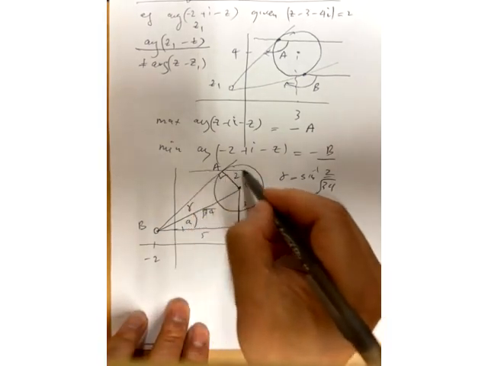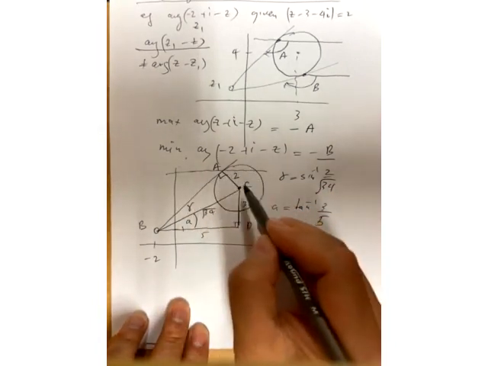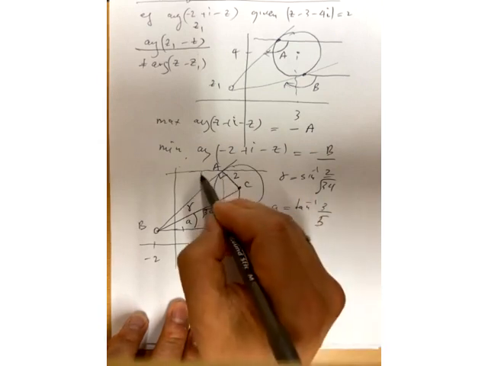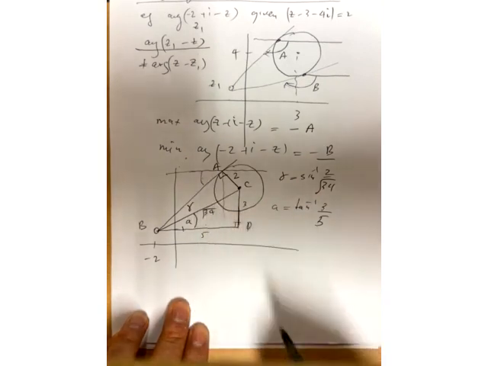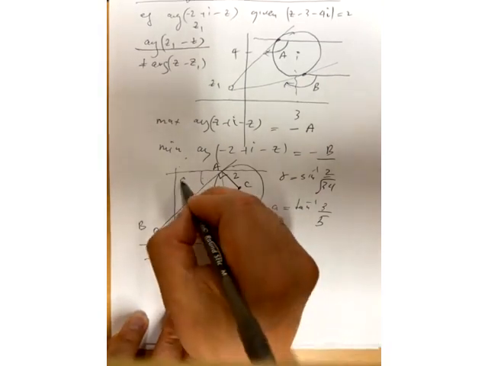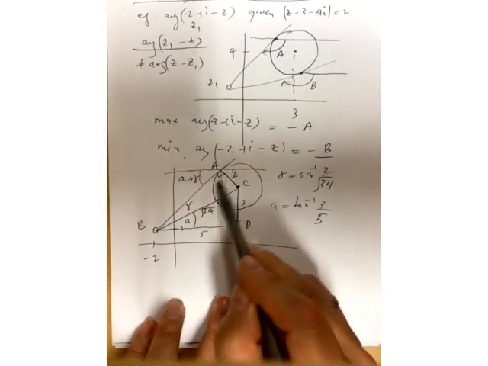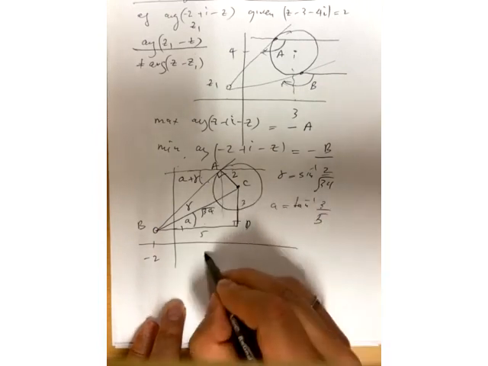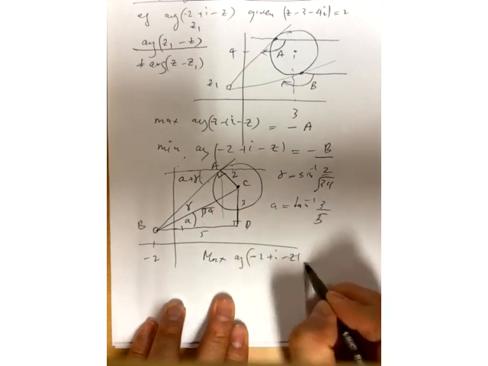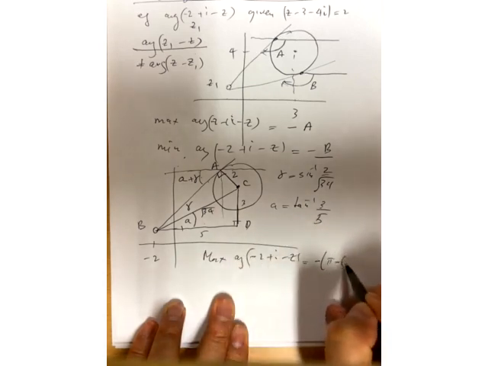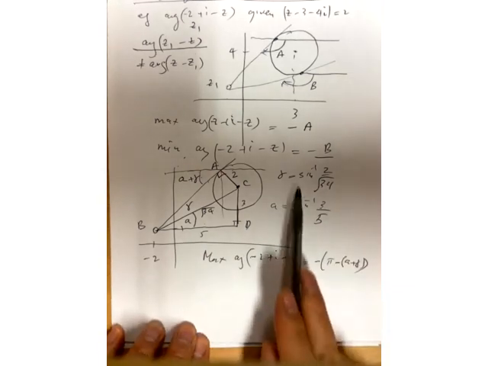And so the maximum argument, and you see this parallel line, so this angle here is the same as that angle there, because alternate angles on parallel lines are equal. So that means that this guy is A plus gamma, that angle there. And so your maximum argument is from here to here, which is minus pi minus A plus gamma. And A is this and gamma is this.